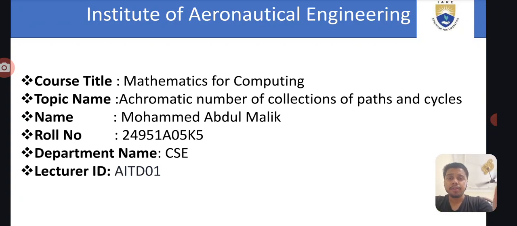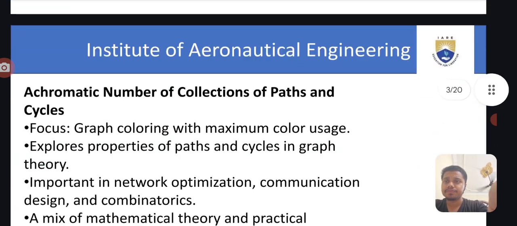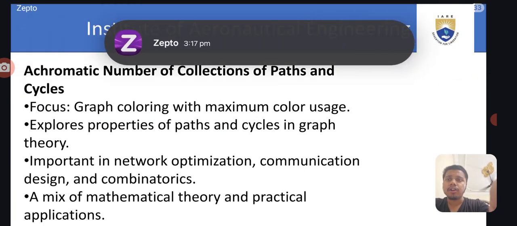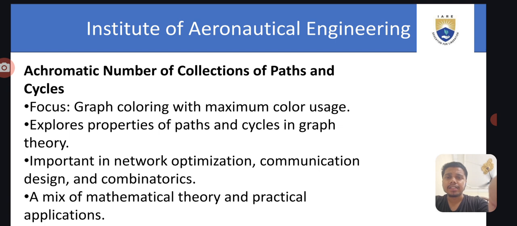My name is A. Malik and I am from the CSC department, D section, and I am here to present my Tech Talk on the subject Mathematics for Computing. The topic is the chromatic number of collections of paths and cycles. Focus: graph coloring with maximum color usage.